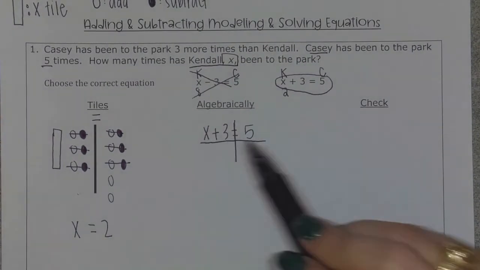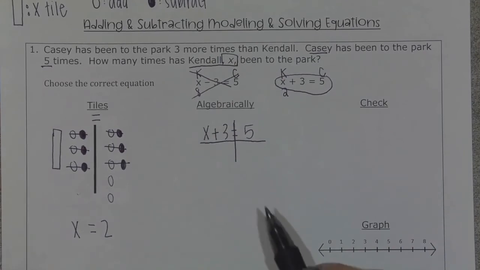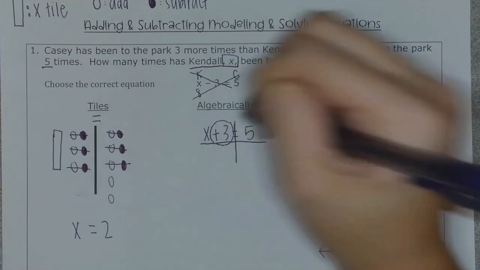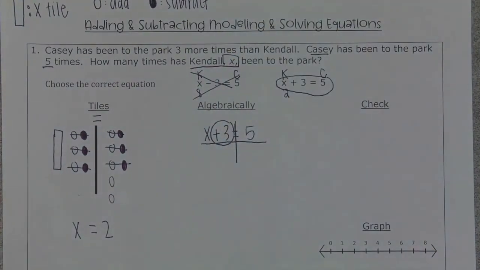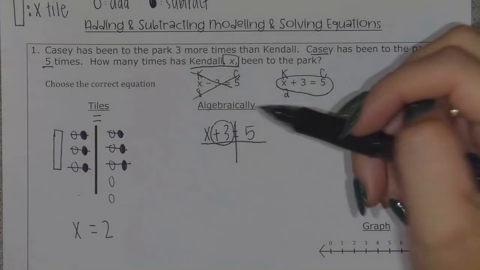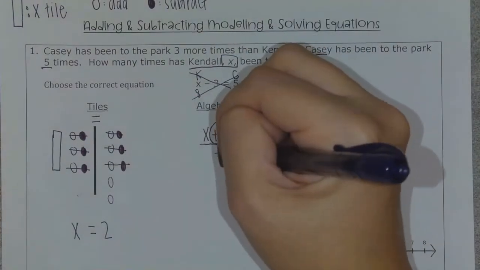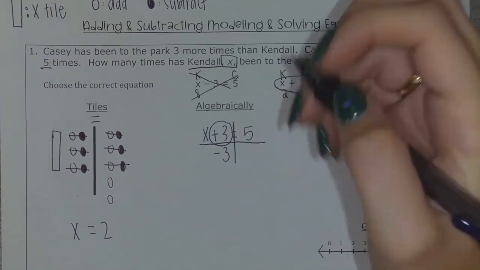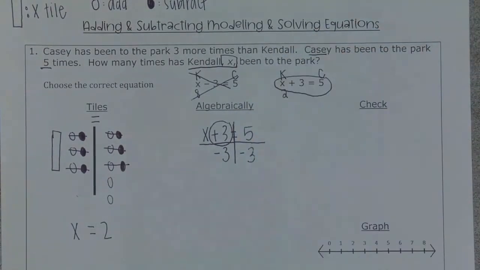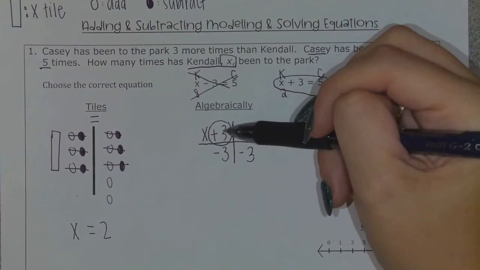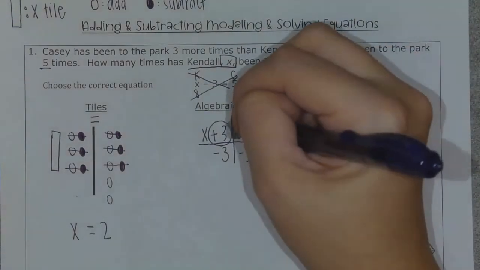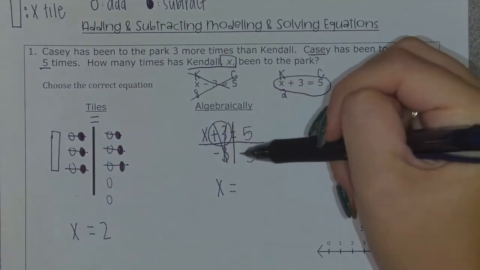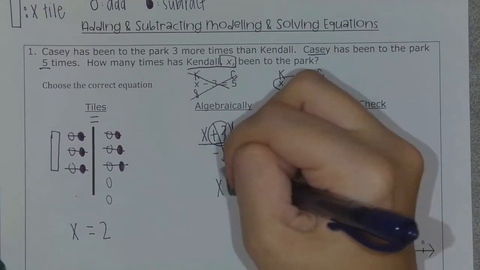Now, when I solve it algebraically, I want to circle what is bothering the x. And what's bothering the x here is this plus 3. So I need to do the opposite of plus 3. So the opposite of adding would be subtracting. So I'm going to subtract 3. And what I do to one side, I have to do to the other side. So subtract 3. So plus 3 minus 3, those cancel each other out. So I'm left with x on the left. And then 5 minus 3 gives me 2.